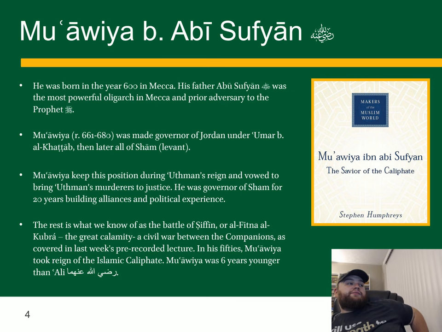And Muawiyah wanted to bring Uthman's murderers to justice. That was his rallying point, whatever his motivations were behind that, Allahu A'lam. We want to think the best about all the Sahaba, have husn al-dhann, always a good assumption. But that was his claim, that he was going to bring Uthman's murderers to justice, even though there was no eyewitness. Remember, Uthman's wife was technically blind, or had extremely poor eyesight.